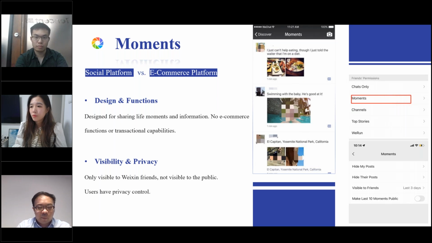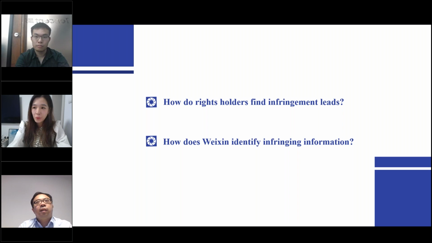And this kind of private setting as Moments poses difficulties to combating counterfeiting, as we need to respect users' privacy, apparently. So we will have to rely on user reporting heavily for anti-counterfeiting measures in this kind of setting. Then it comes to two main questions we have from brand owners. So in private settings, how do right holders find infringement leads? And how does Weixin identify infringing information without a kind of pre-screening mechanism?